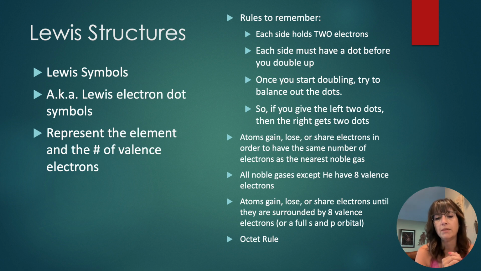And anytime you do double up, we always try to balance out the dots. So if you put 1 on the right, you're going to put the next one on the left. If you're going to put 1 on the top, the next one goes on the bottom. And then you're going to add 1 to the right, the next one will go on the left. We always want to try to balance that out.